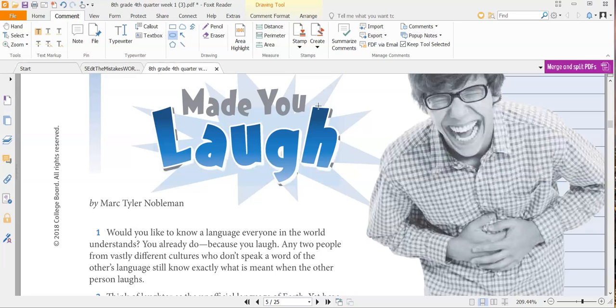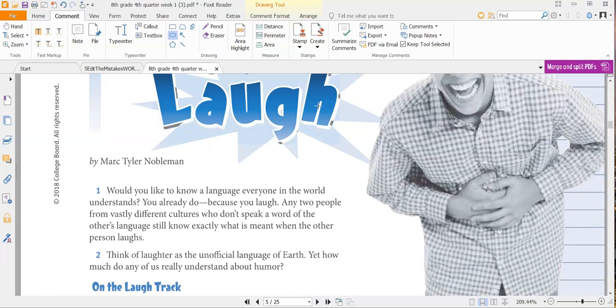So here we have our essay that we're going to read called Made You Laugh by Mark Tyler Nobleman. What I'm going to do is read the first 2 paragraphs with you and annotate along, and then you're responsible for reading and annotating the remainder of the essay in the ways that setting the purpose for reading has described. Then we're going to go down to the questions and I'll explain how to answer the questions correctly. So let's get started.